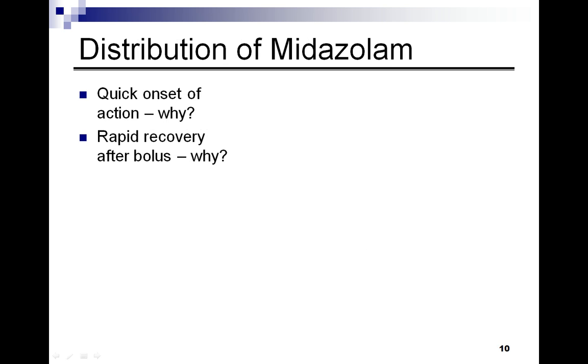After absorption comes distribution. We know that midazolam has a very quick onset of action. Within a minute of giving it, patients tell us that they're feeling its effects. And we can ask, why does it act so quickly? And then, if you give someone a large bolus of midazolam, after about 15 minutes, they've already had some degree of recovery, and within an hour, they're almost back to their baseline. How does this drug start and stop acting so quickly?